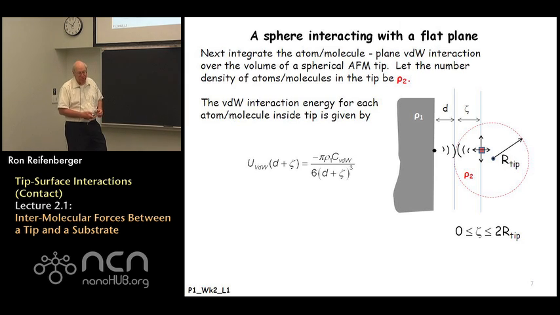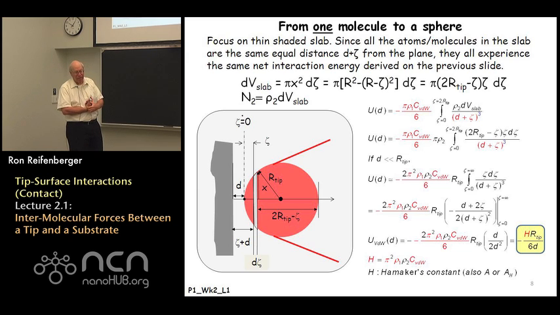And the arithmetic behind that is sketched out in this slide, which basically takes the spherical tip and splits it into small slabs of infinitesimal thickness d zeta. We integrate the interaction potential energy of all the atoms and molecules in that slab with the substrate. Again, the arithmetic is worked out for you if you're interested in those details. The interesting result at the end of the day is shown by the yellow box at the last equation.